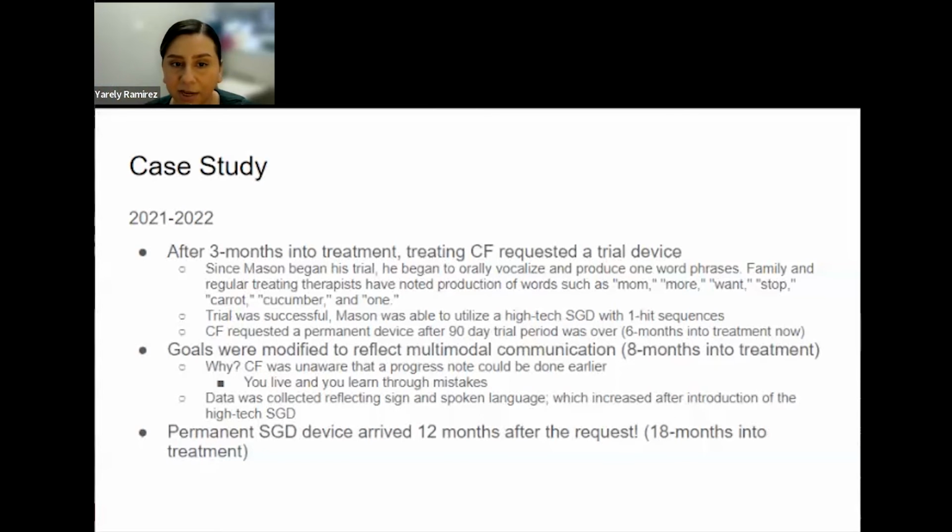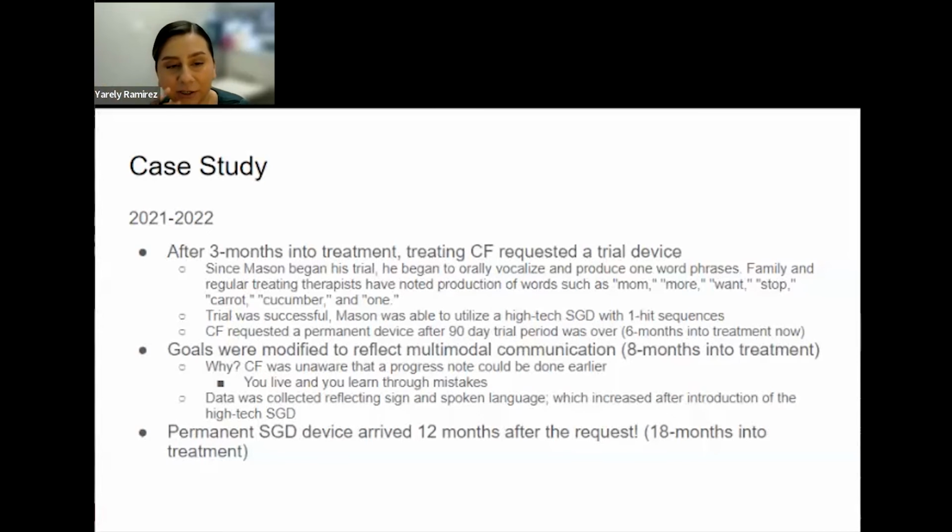And then after that 90-day trial period, we were able to request a permanent device. So that's 6 months already into the treatment. The goals were modified to reflect multimodal communication 8 months into the treatment. Why did I wait 8 months into the treatment to change them? Because I made a mistake and I had no idea I could do a progress note anytime. So again, you learn from mistakes. I made a mistake, I learned, moved on.